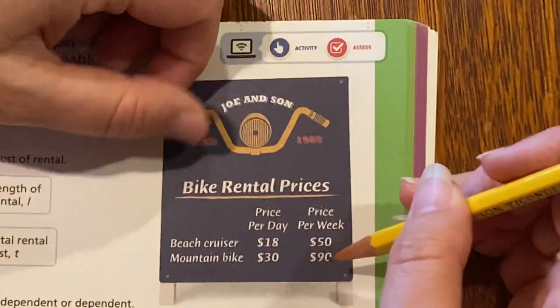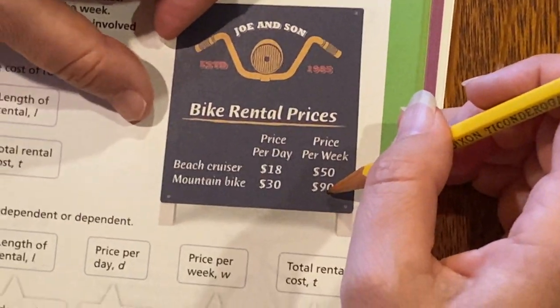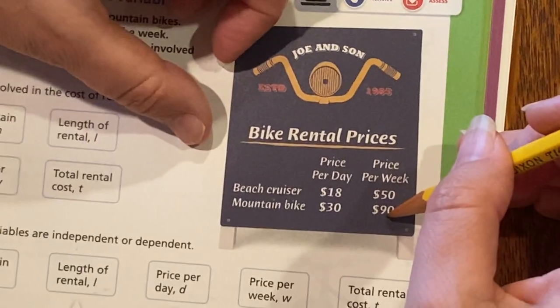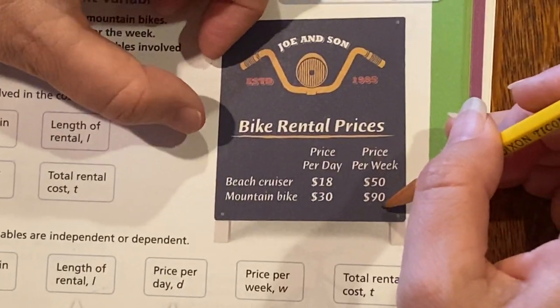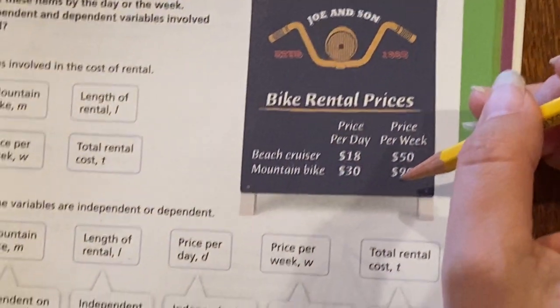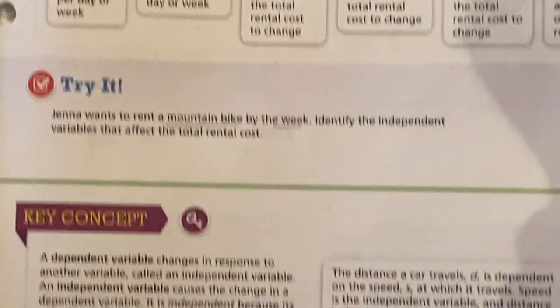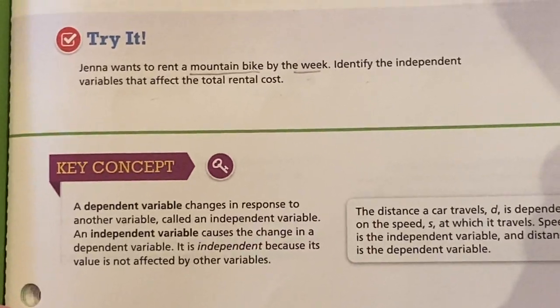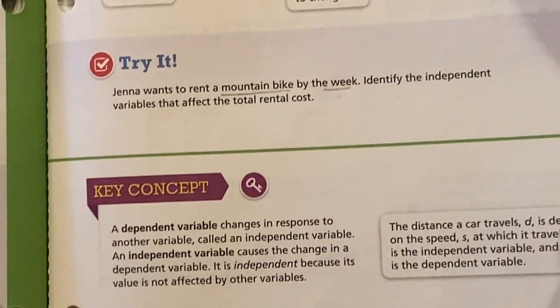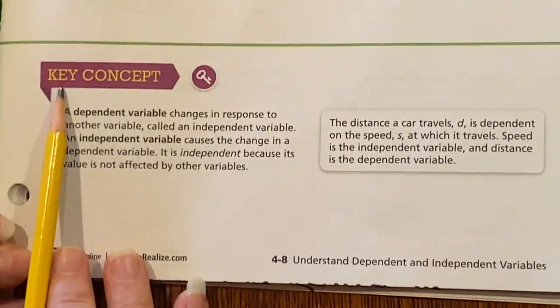Independent is the price per week. That's not going to change. And then the type of bike, she said mountain bike, that's going to be dependent. Okay? All right. Key concept.